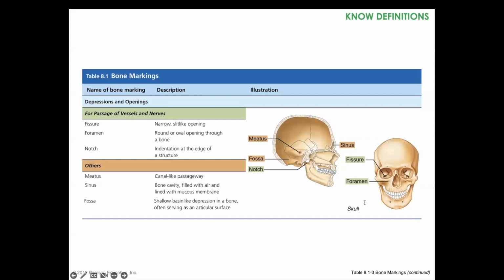Next is a notch. So a notch is an indentation on the edge of a structure. On this image, there is a small white notch at the end of the mandible. You can kind of see it there labeled. And then now we'll go over the others. So a meatus is a canal passageway similar to a foramen.